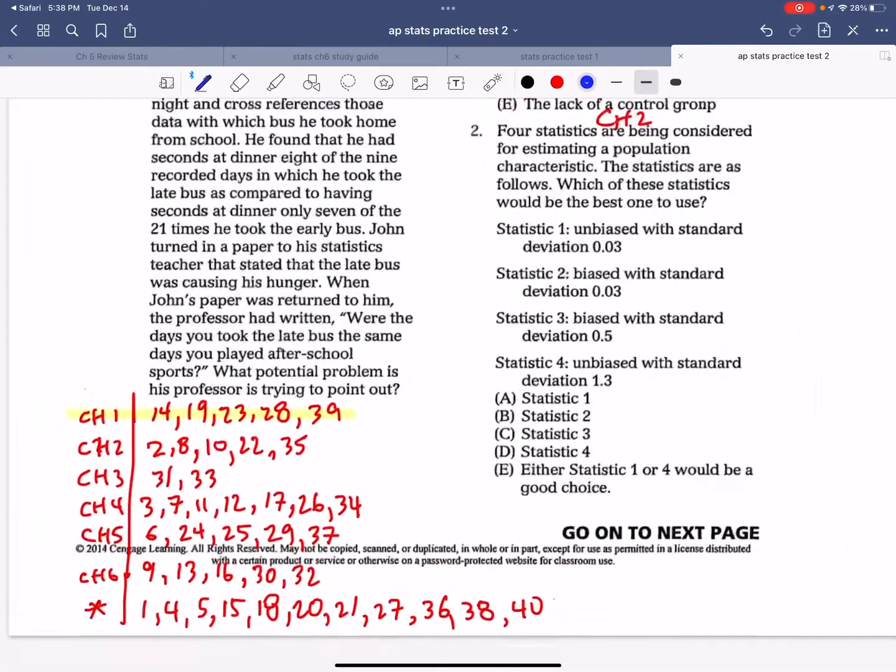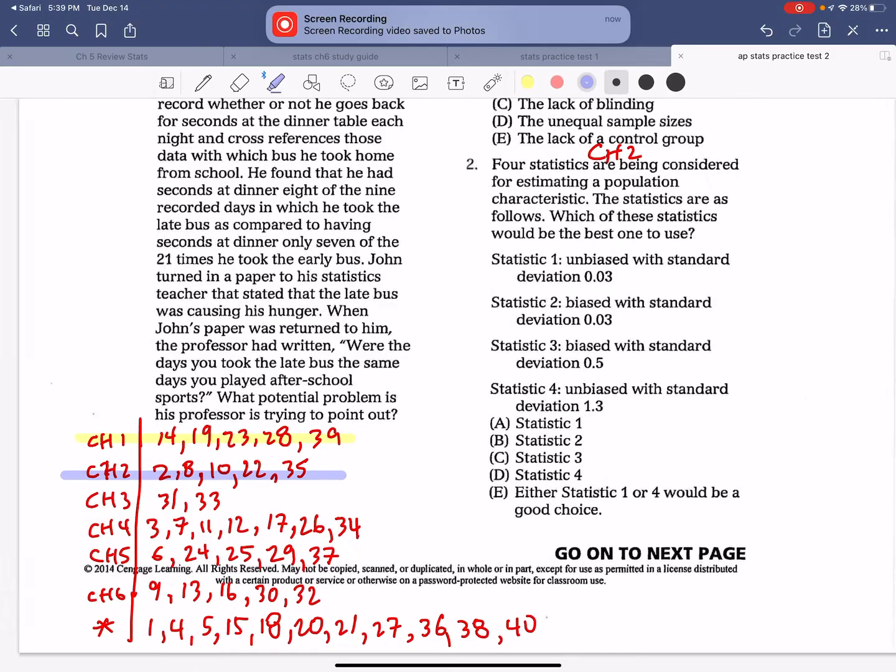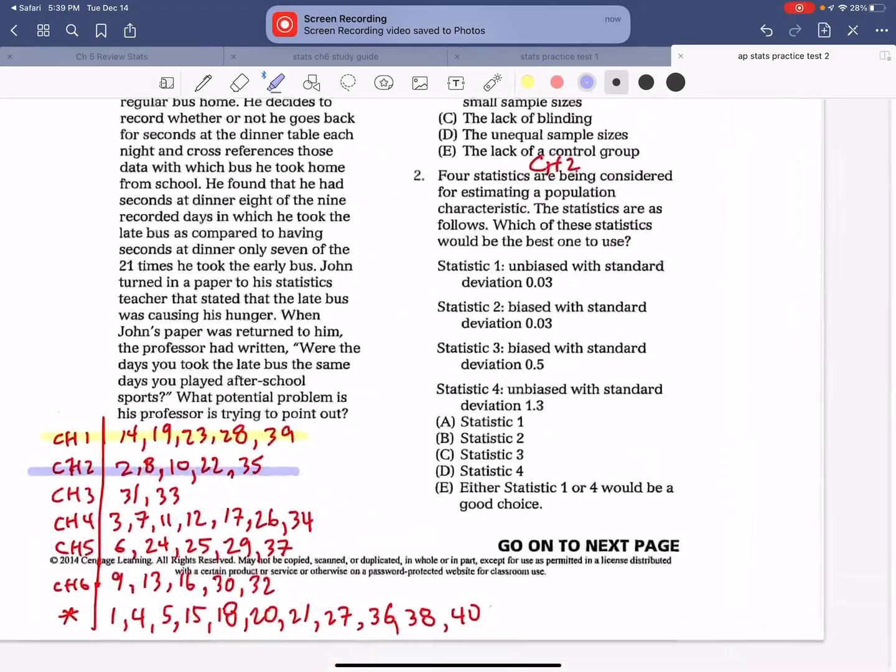Hey guys, we are going to do chapter 2. Now you might need a calculator. I'm going to open a tab, Norm CDF, and those work pretty good. You're also welcome to check out a calculator if you want one.